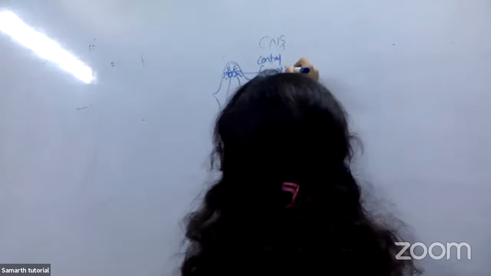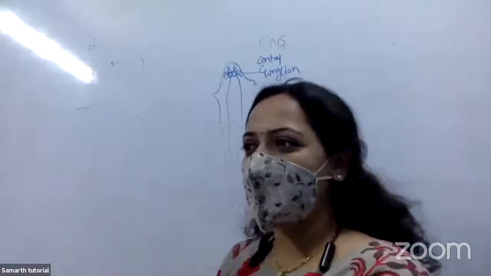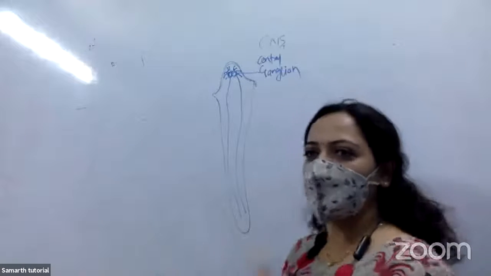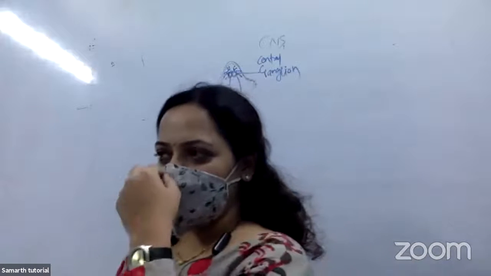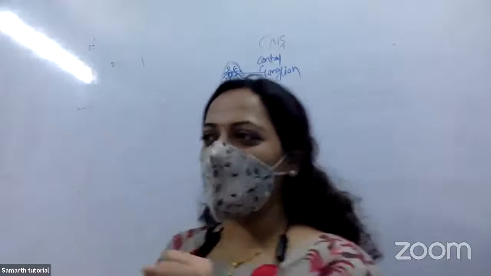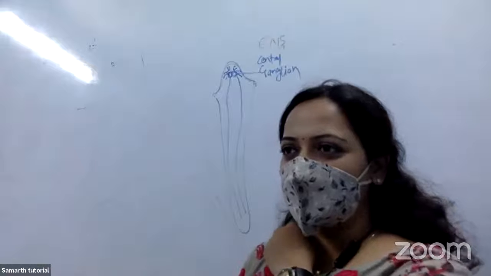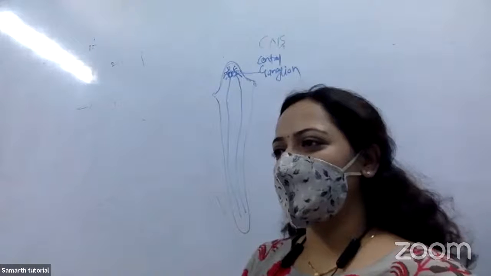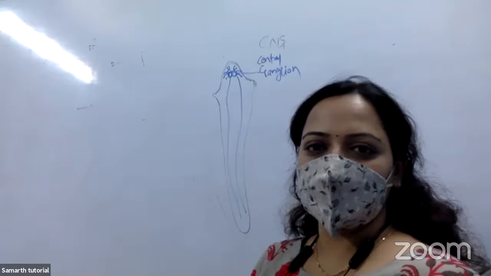What is a ganglion? May we call everything a ganglion or ganglia? Ganglia is the plural. Singular is ganglion. You have studied the neuron, the structure of a neuron, axon, dendrites. Yes. What is that?